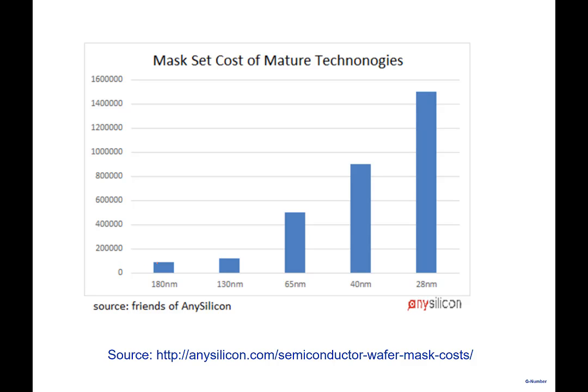For your complete fabrication of the IC, something like 20 to 25 masks may be required, and the whole mask set may cost you, as you can see here, for 180 nanometer, $100,000. And you can also see here, if you go to 28 nanometer, it may cost you $1.5 million.